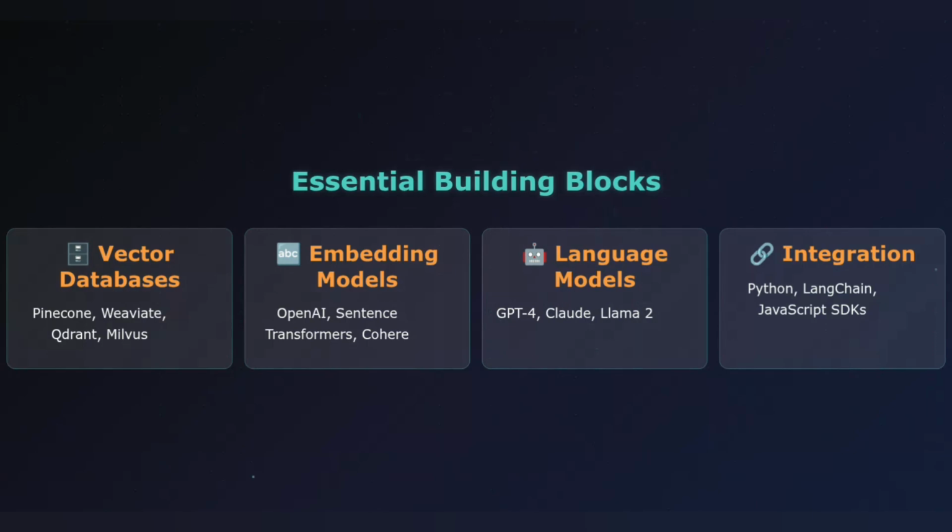Language models for chat: GPT-4 or Claude for advanced reasoning; local models like Llama 2 for privacy, fine-tuned models for specific domains. Integration layer: Python with libraries like LangChain or JavaScript with vector database SDKs tie everything together seamlessly.